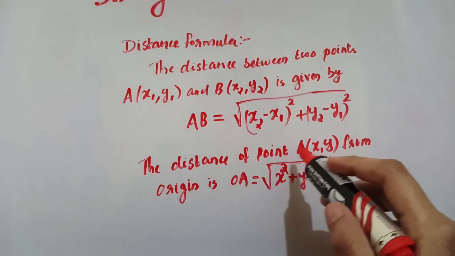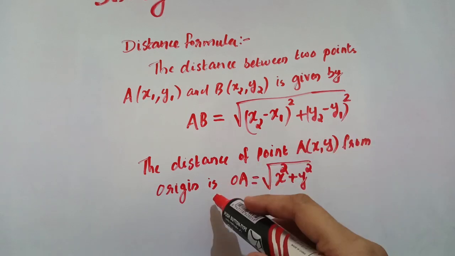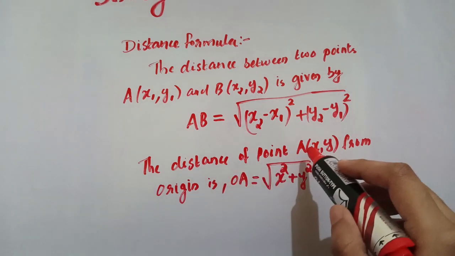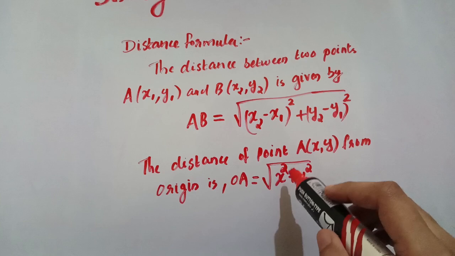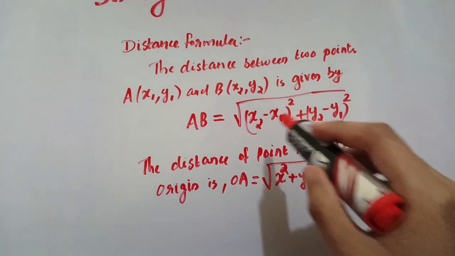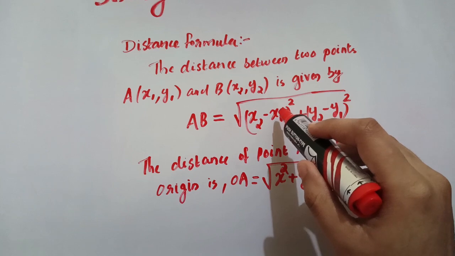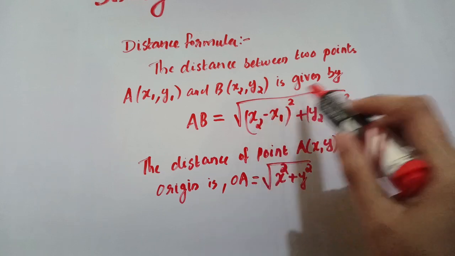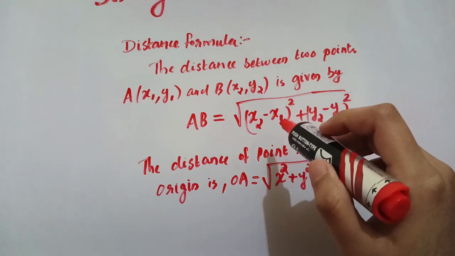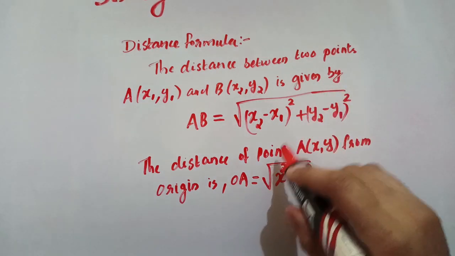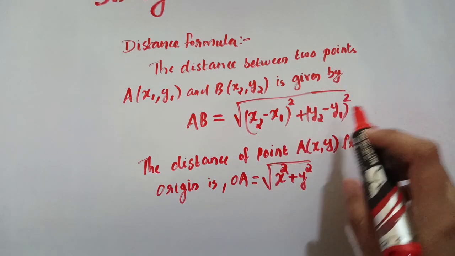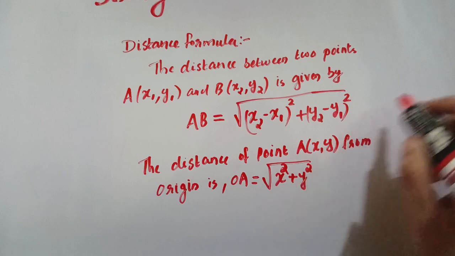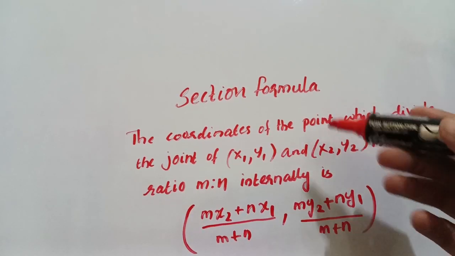Next, the distance of point A(x, y) from the origin is OA. That is the distance between the origin and the point A. Then OA is equal to root of x square plus y square, because the origin is at the point (0, 0). Therefore x1 and y1 are 0, and we get x square plus y square. So the distance of point A from the origin is root of x square plus y square. Next topic is the section formula.